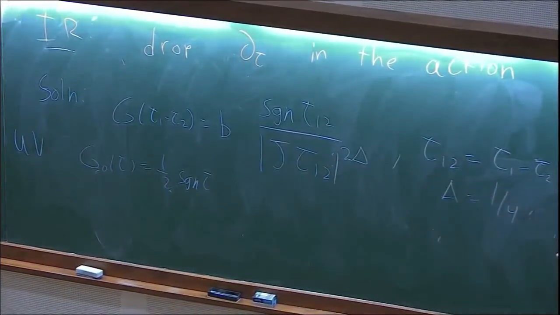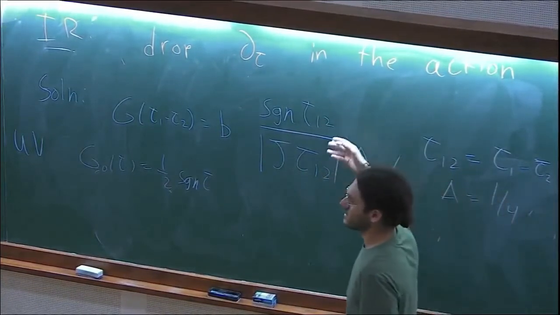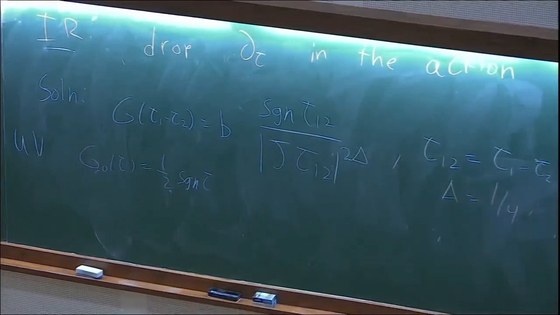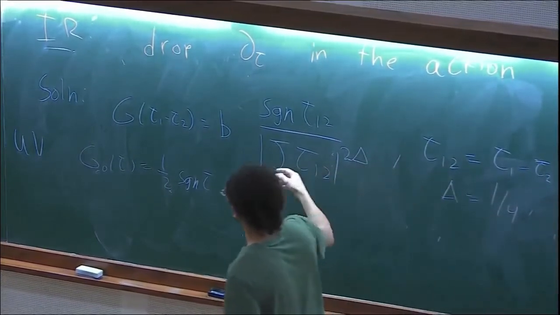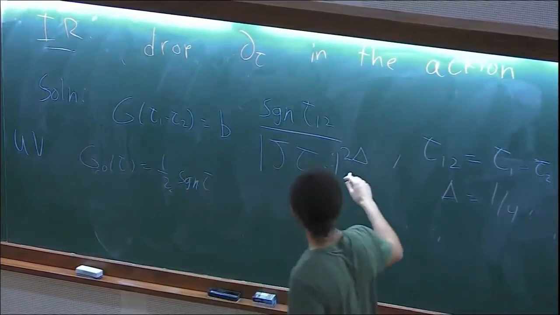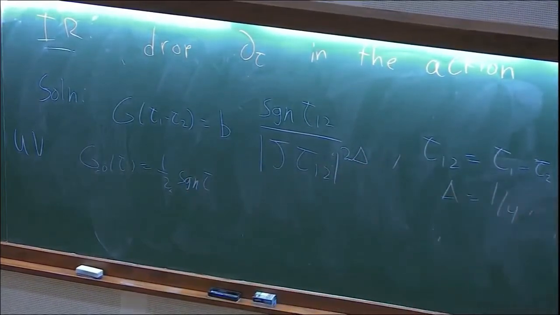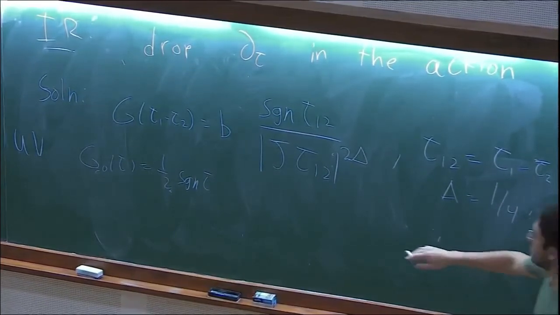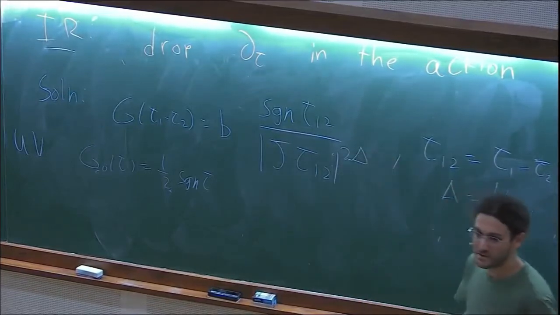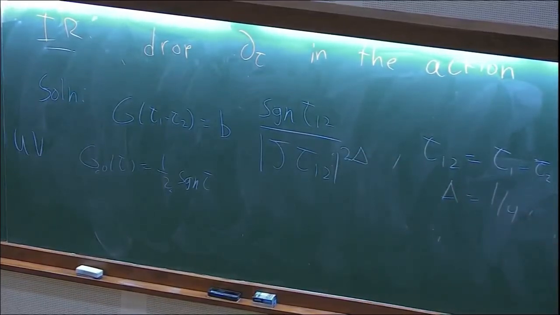The reason I wrote it like this is we look at this two-point function, and this has the form of a conformal two-point function. So the field chi has acquired dimension delta, 1/4. So as we do the RG flow from the UV to the infrared, the dimension of chi goes from 0, which is what it was in the UV, to 1/4 in the infrared. Good.